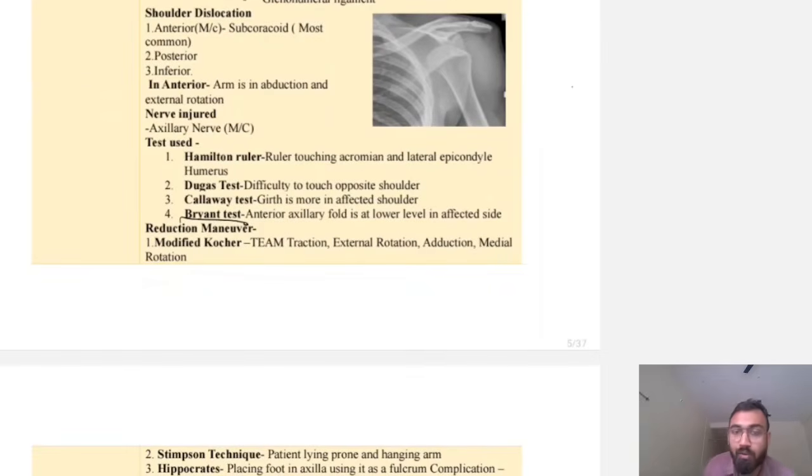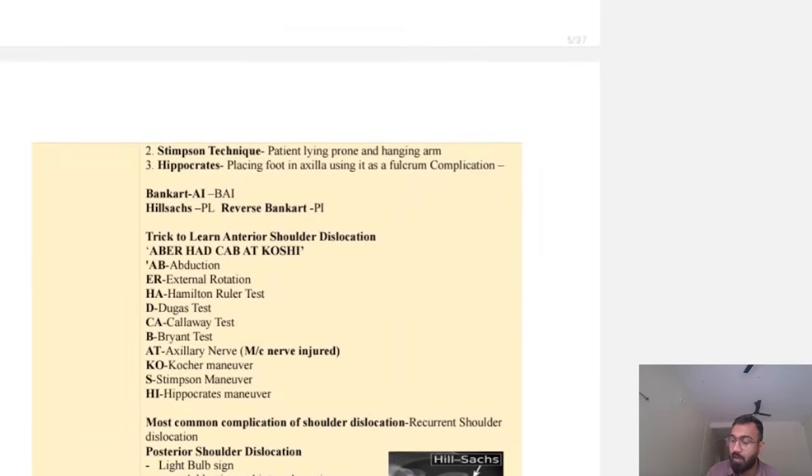Now various reduction maneuvers. The first is modified Kocher, that is steam. You have to give traction, then external rotation, then adduction and medial rotation. Next is Stimson technique. The patient is lying prone and hanging the arm. Hippocrates is placing the foot in the axilla and using it as a fulcrum. So these are the methods to reduce the shoulder joint. I am not going into detail.